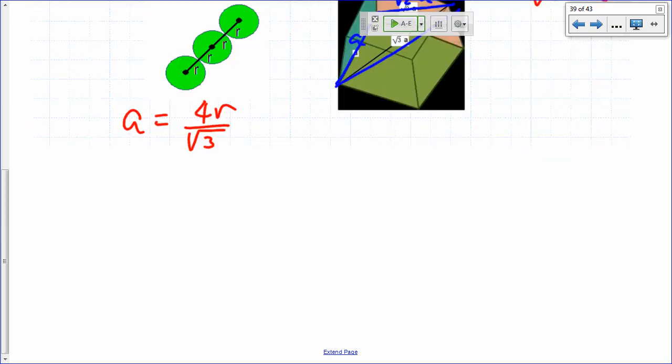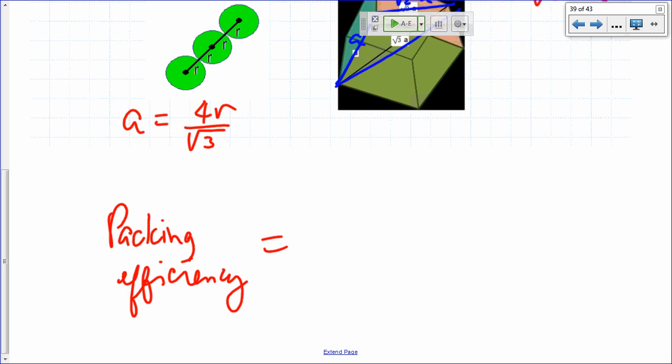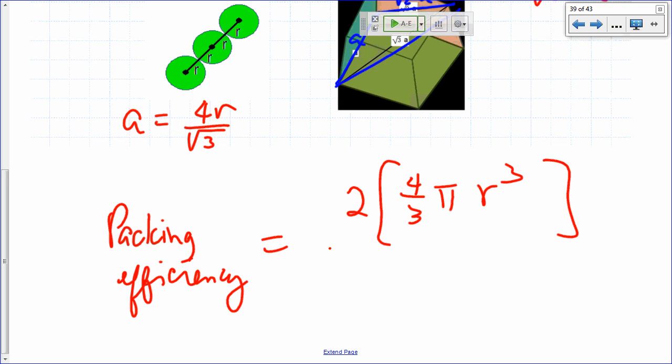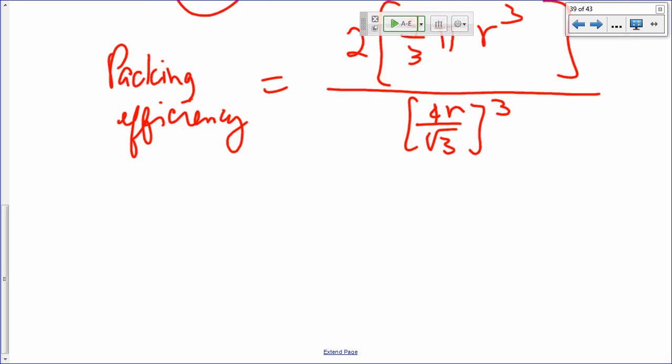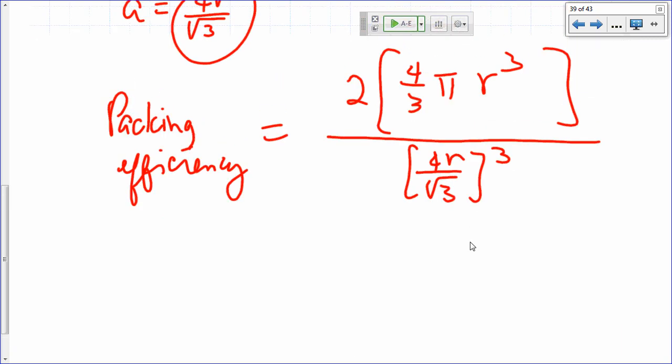So your packing efficiency is the volume of 2 spheres. So 2 times, what's the volume of a sphere? 4/3 pi r cubed divided by, what's the volume of the cube? A cubed, which is 4r over square root of 3, cubed. So your packing efficiency is how much?